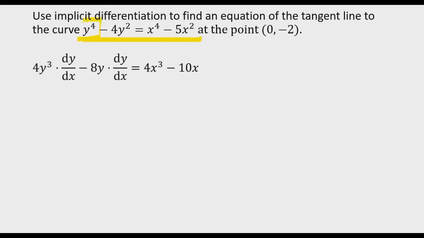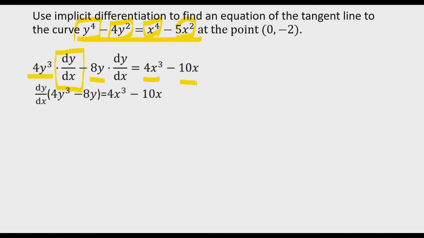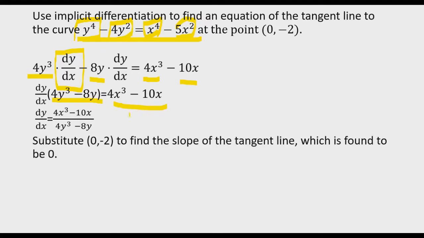The derivative of y^4 is 4y^3 times dy/dx, because y is a function of x, minus the derivative of 4y^2, which is 8y times dy/dx again, equals the derivative of x^4, which is 4x^3, minus 10x. And I'm factoring dy/dx out and sending 4y^3 minus 8y to this side. And I'm substituting with 0 and -2 to find the slope of the tangent line.